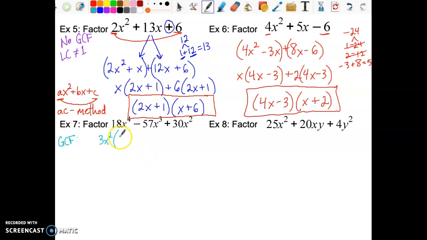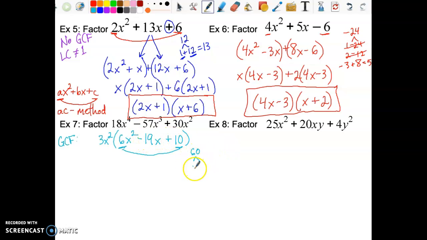So if my math is correct, it would be 6x squared. I can get a calculator just to make sure. Pretty sure it's 19. Yep, minus 19x. And 30 divided by 3 is 10. And I still need to do the AC method though. Well, 6 times 10 is 60. Factors of 60. Now I want to add to equal 19.